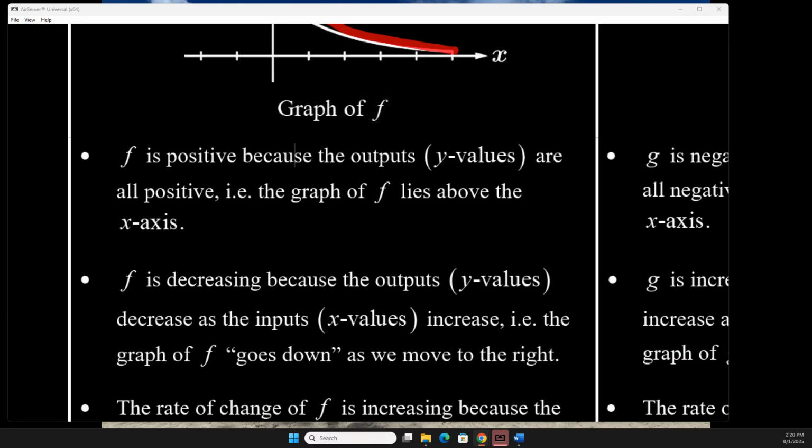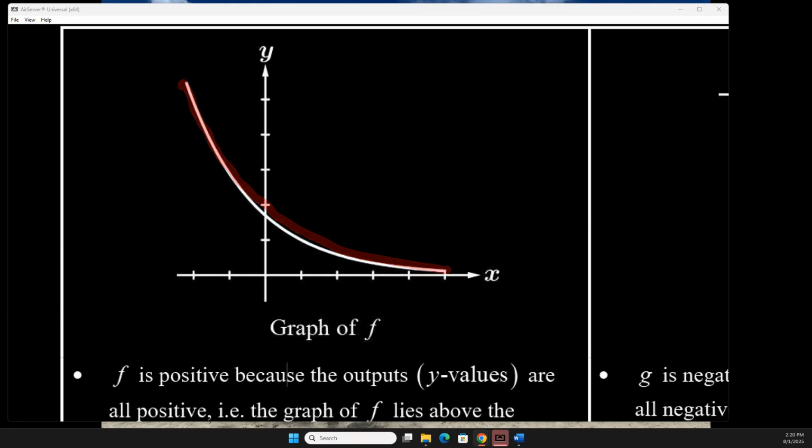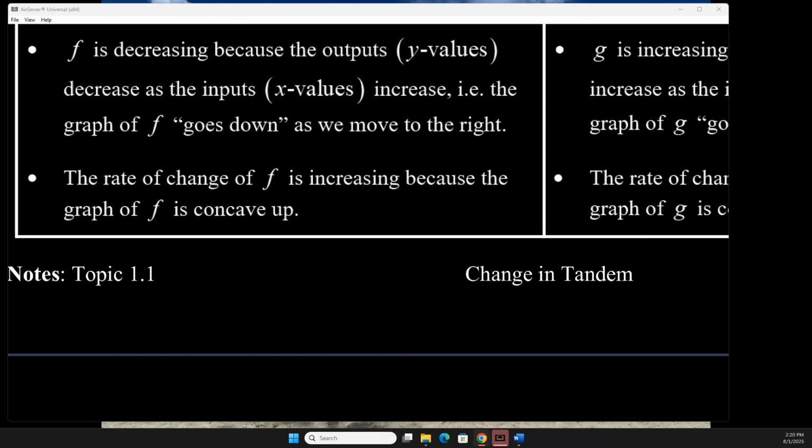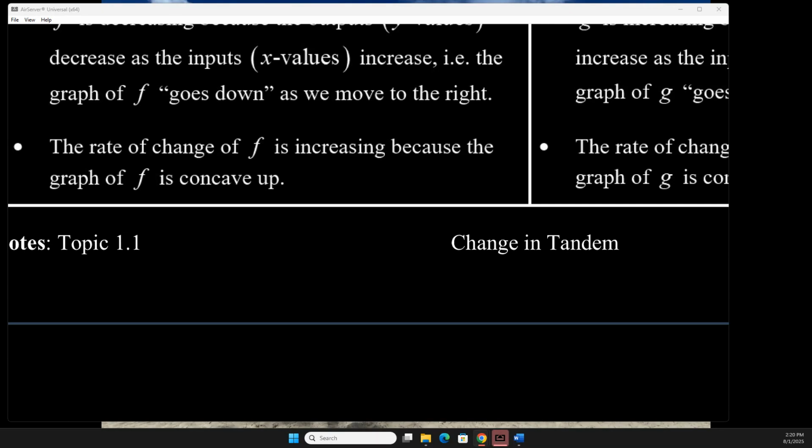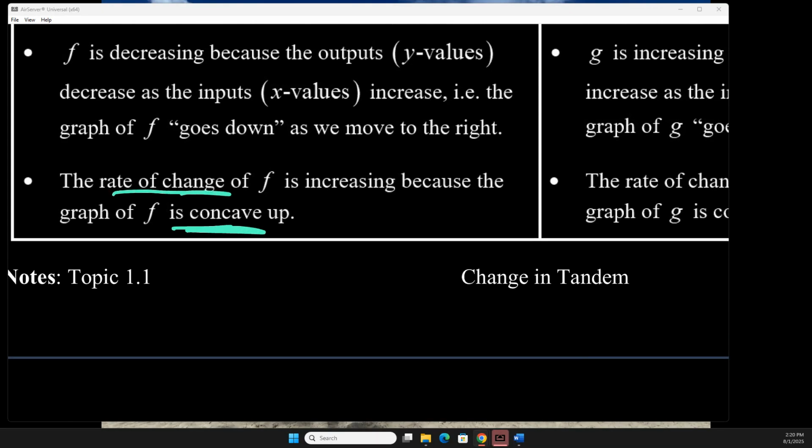And then it tells us that f is decreasing because everywhere from left to right we're falling. And then the new thing, the rate of change is increasing because the graph is concave up. So even though this is just half of a cup, it's still concave up, so the rate of change is increasing on this whole graph. That's the big new thing for today.